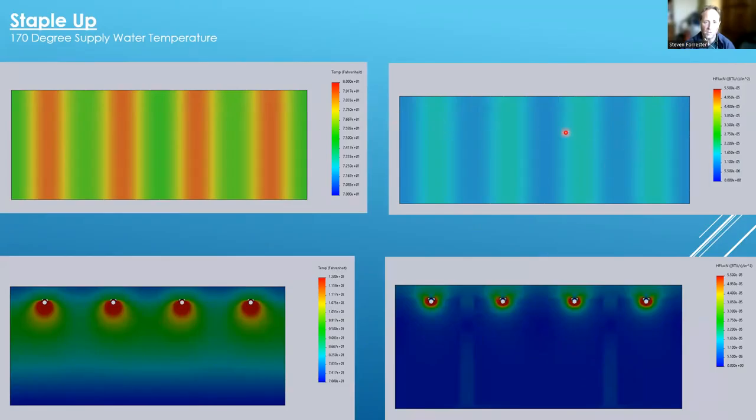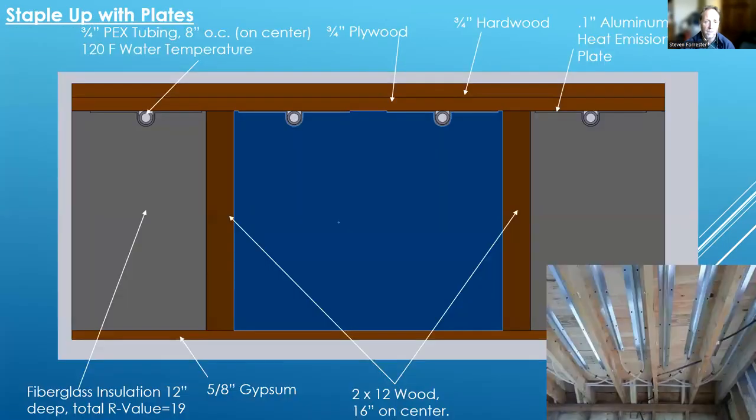So this is how much energy is leaving the surface, which actually is put into the room, and here's the temperature. So through both of these, we're looking for a very uniform temperature and energy output. So here it is, same thing with the staple up with plates, with the heat emission plates installed, same type of floor system. So I'm not going to dwell too much on it. Here's that picture of what it looks like.